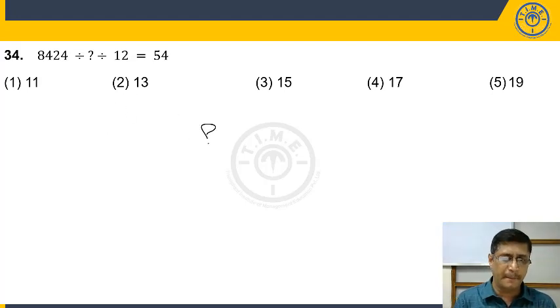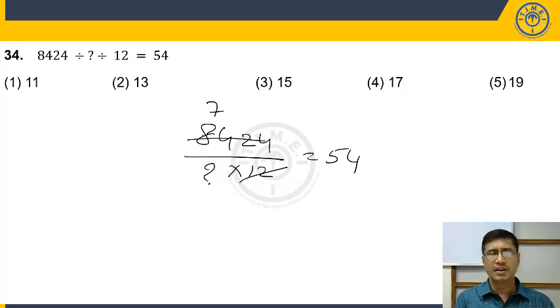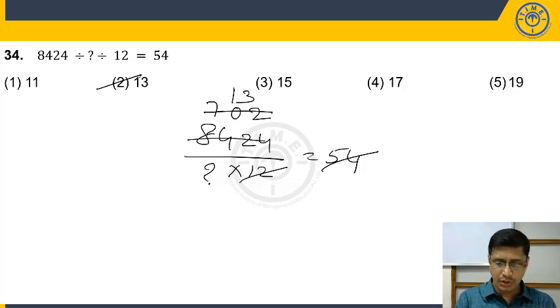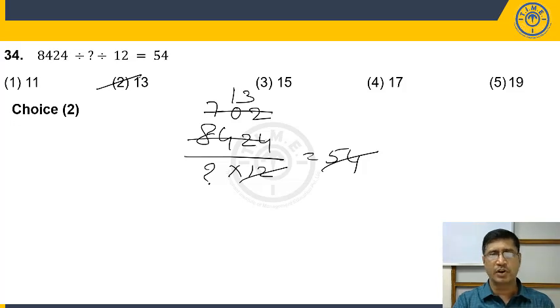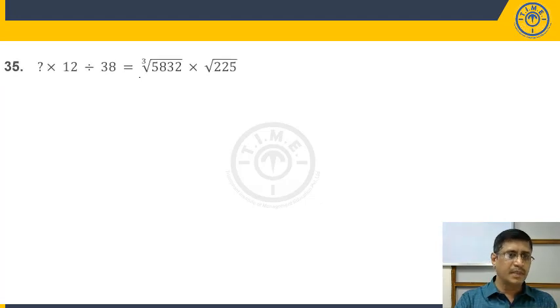8424 divided by question mark divided by 12, which means into 12, is equal to 54. Now simplify this. What is the cancellation? 7 times 12 is 84, and 0 times and 2 times. What about this 54? Now 54, if you observe, goes how many times? It goes exactly 13 times. So 13 times means the right choice is option number 2. Second choice is the right choice. Now look at the next example on your screen.